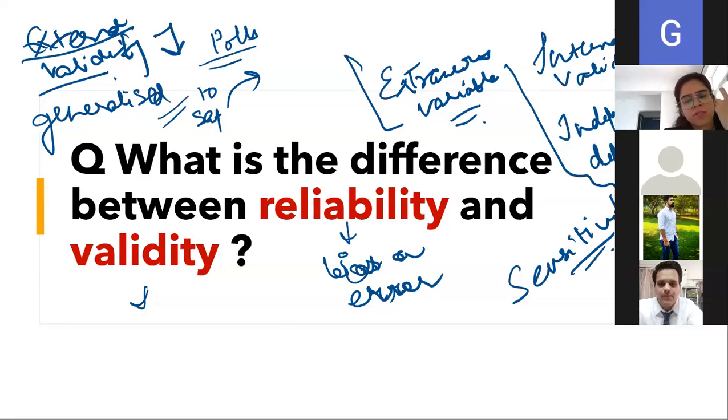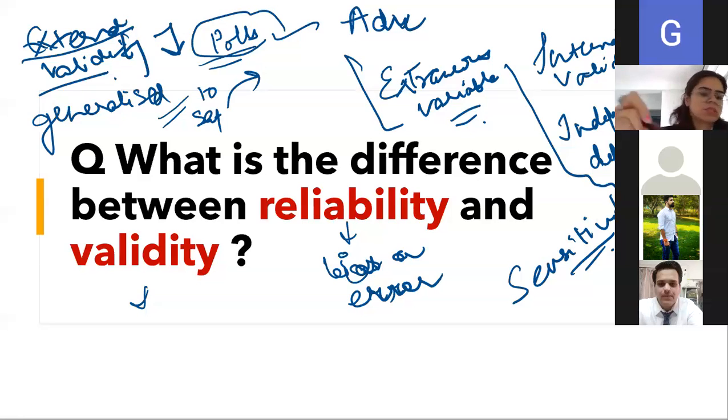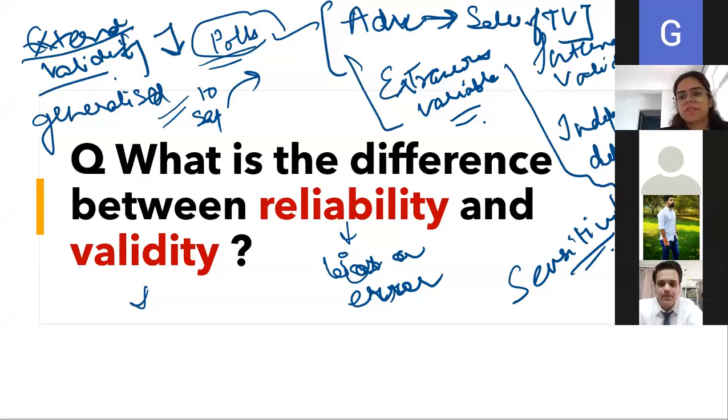What was an example of internal validity? Did I give any example? Ma'am, advertisement of TV. We were checking advertisement, and the dependent variable was sales of TV. But we were checking in what month? What was the extraneous variable? Festival season. Yes, festival season.